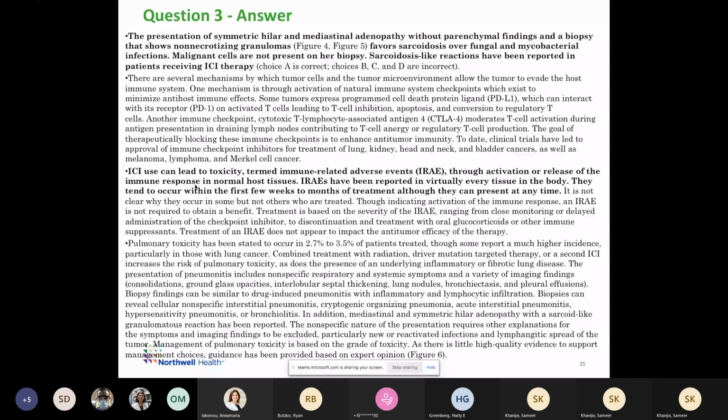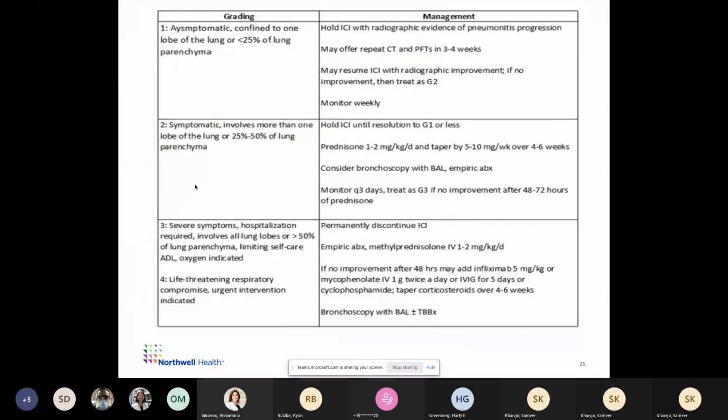And so again, just as they explain, the presentation of symmetric hilar and mediastinal adenopathy without parenchymal findings and a biopsy that shows non-necrotizing granulomas favors sarcoidosis over fungal and mycobacterial infections. Malignant cells are not present. Sarcoidosis-like reactions have been reported in patients receiving immune checkpoint inhibitors. It's actually been seen enough that they've created a grading system with, grade 1 is where you may have radiologic evidence, but patients are asymptomatic or it's confined to a very limited portion of lung. Grade 2, patients that are symptomatic involving more than one lobe, where you'll give prednisone, usually 1 to 2 mg per kg with a slow taper.